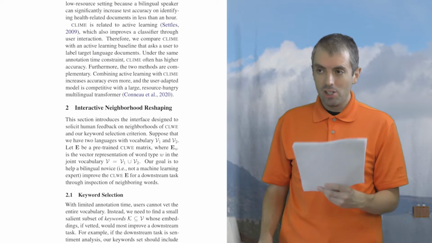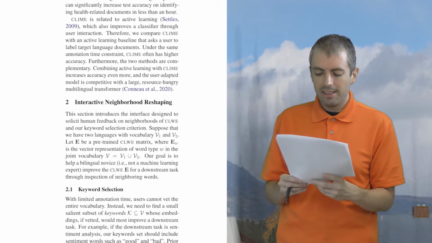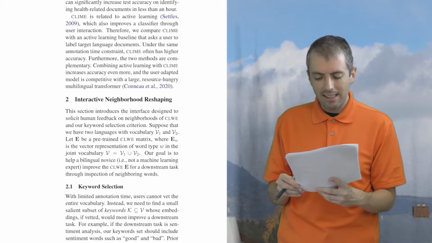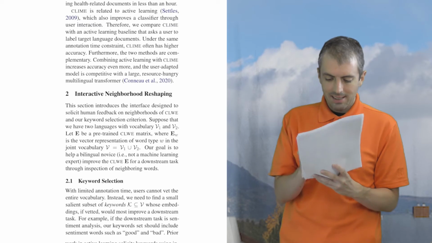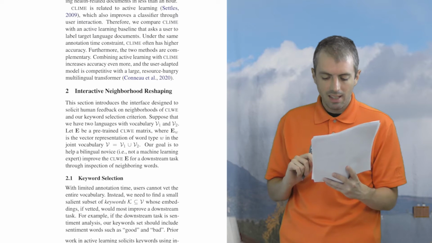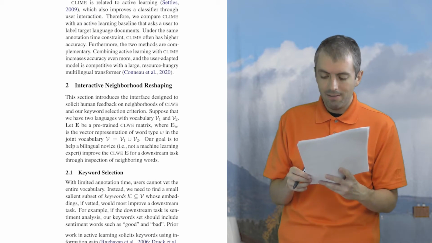Interactive neighborhood reshaping. This section introduces the interface designed to solicit human feedback on neighborhoods of CLWE and our keyword selection criterion. Suppose that we have two languages with vocabulary V1 and V2.